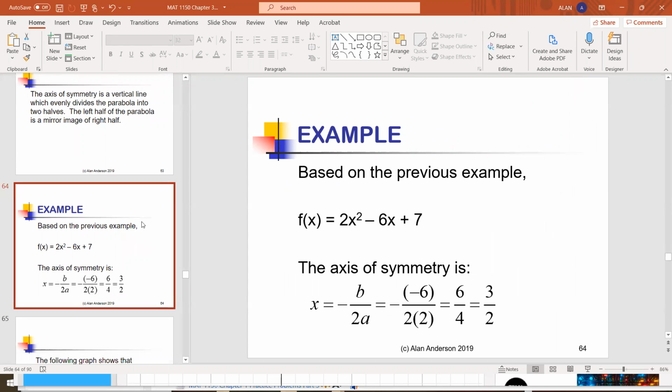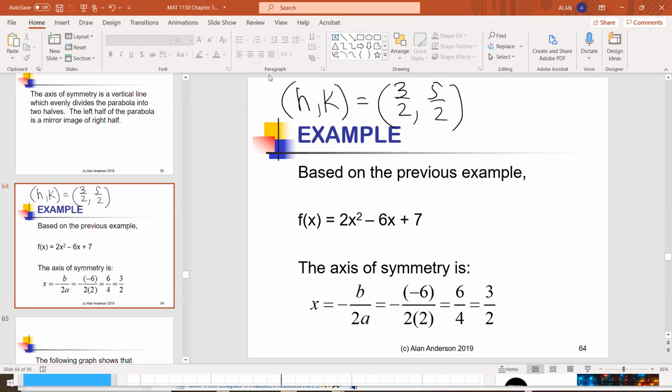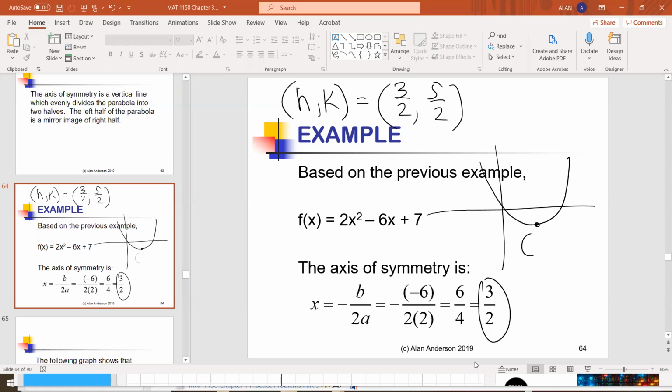So remember before we found that H comma K was 3/2 and 5/2. So it should come as no surprise to you that the axis of symmetry is just that line. There it is. Okay, so it's just obviously directly related to the vertex.